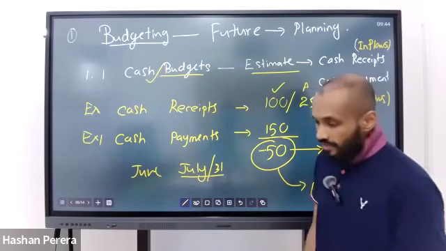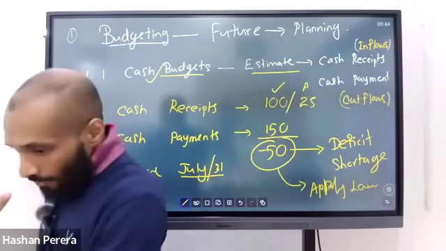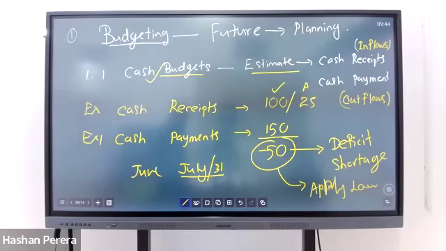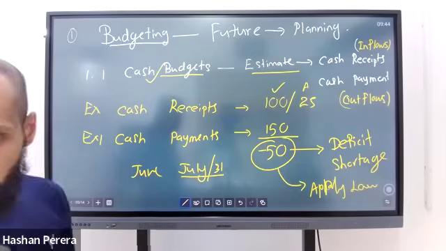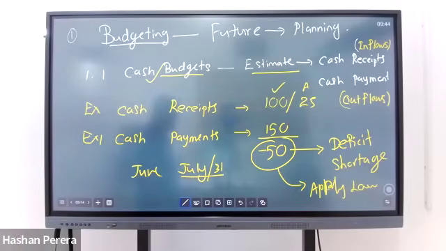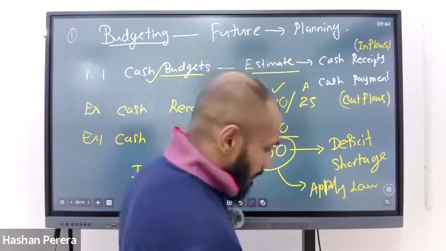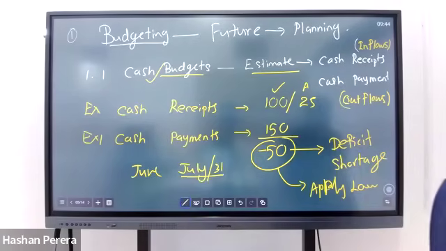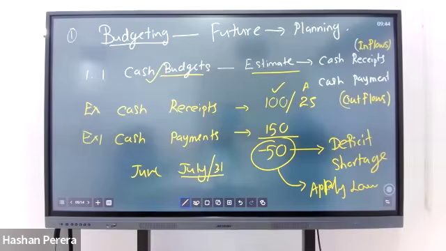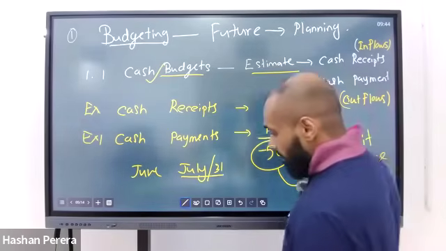Right. Final advantage එක. Final advantage. Being able to compare actual versus expected.